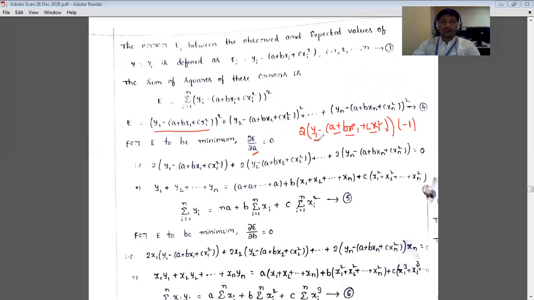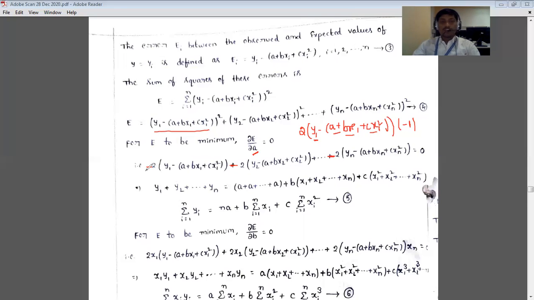So with respect to a, if we apply it to the first term, we get minus 1 into 2, which is minus 2. So minus 2 into y1 minus (a plus bx1 plus cx1 square). Of course here it has a minus, and this also gets a minus, and here also a minus. Overall we get minus 2 into this one, minus 2 into this one, and minus 2 into this one. We took the minus common, and that's why we wrote plus.